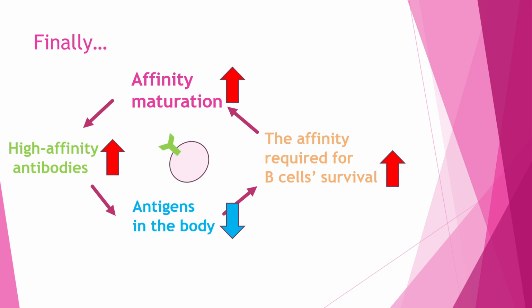As affinity maturation progresses, high affinity antibodies increase. Then antigens in the body are effectively neutralized and reduced. Antigens are a necessary resource for B cells to receive survival signals, as explained in the last slide. Therefore, the fewer antigens there are, the more competition there is for those resources, and higher affinity is required for survival.